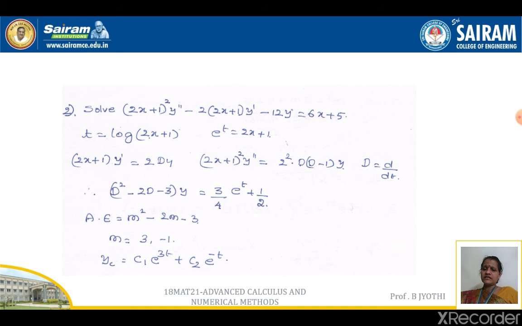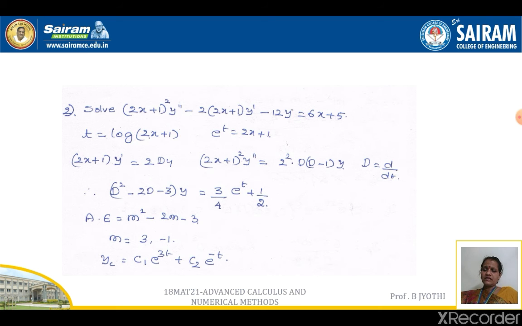Let's go for the Legendre type. One we have solved in the Cauchy's. Now let's go for the Legendre type. That is 2x plus 1 the whole square into y double dash minus 2 into 2x plus 1 into y dash minus 12 of y is 6x plus 5.